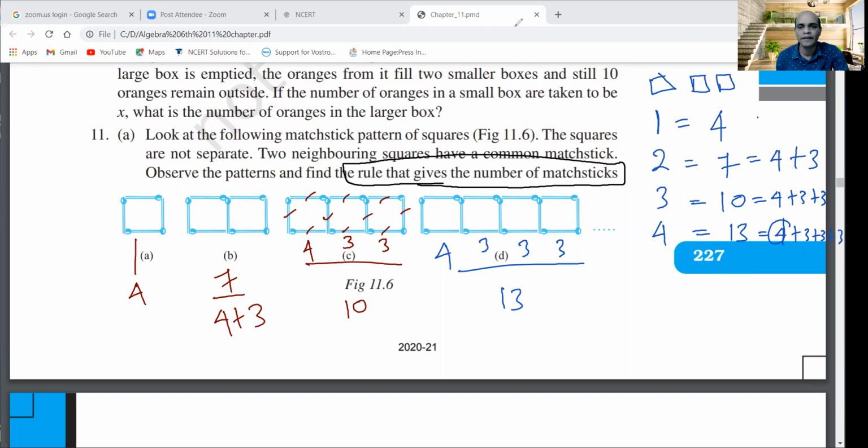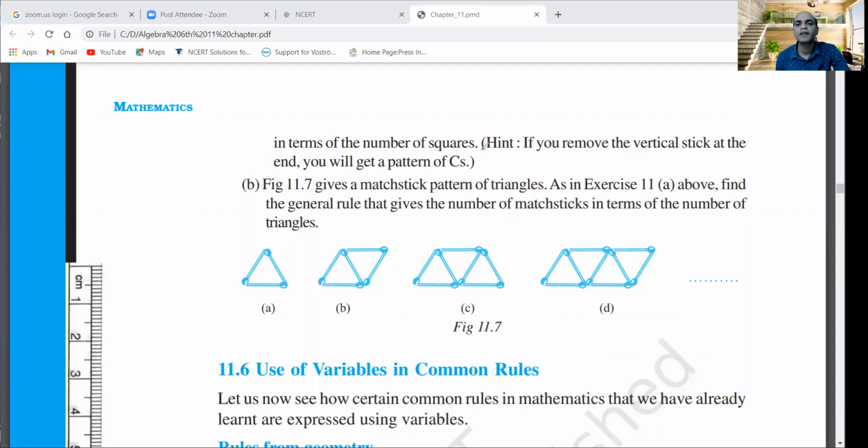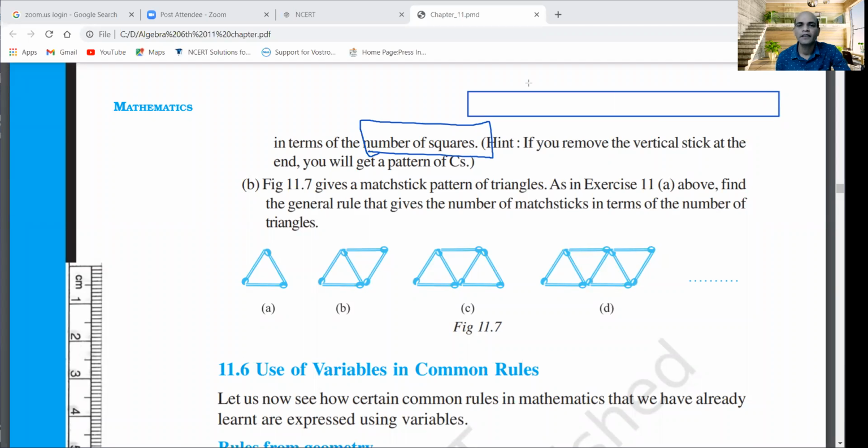गुड. ओके. नाउ क्वेश्चन सेज इन टर्म्स ऑफ द नंबर ऑफ स्क्वायर्स. अब क्या बोल रहे हैं? नंबर ऑफ स्क्वायर्स. If you remove the vertical stick at the end, you will get a pattern of C's. Suppose हमारे पास एक ऐसा है. The pattern is like this. ऐसा पैटर्न है हमारे पास. देखो स्क्वायर हो गया, ये भी स्क्वायर हो गया, ये भी स्क्वायर हो गया. Like this it can continue.